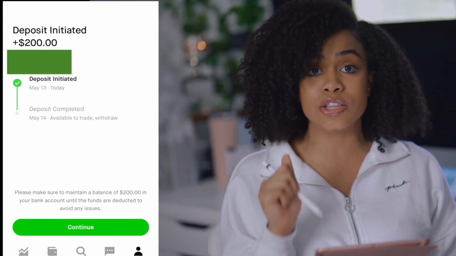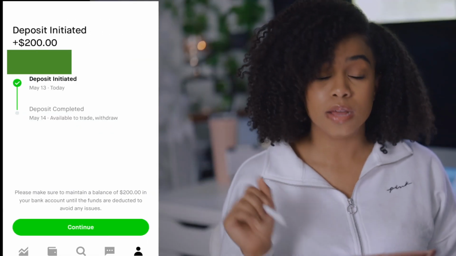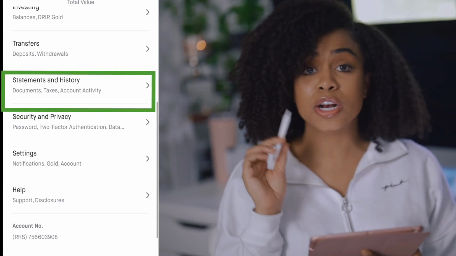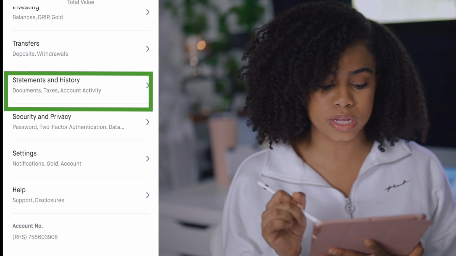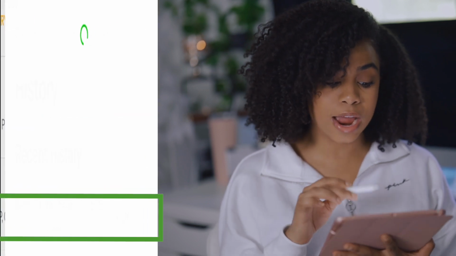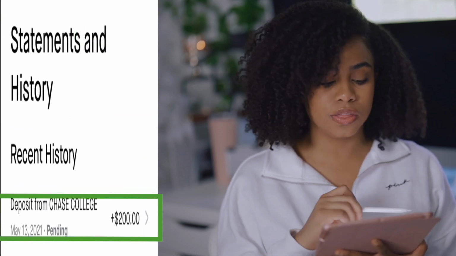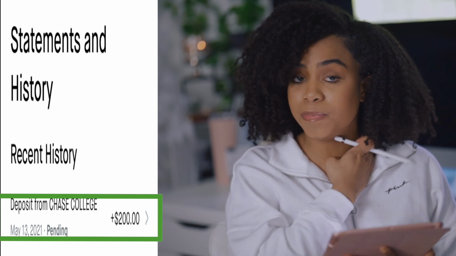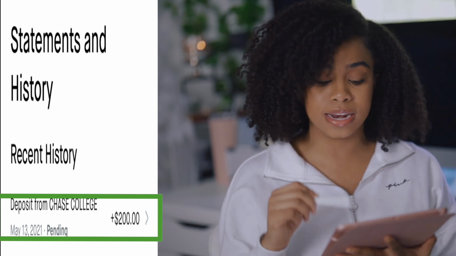So in order to cancel that transaction that I just did, because I really don't even want to transfer $200 from my bank right now, I'm going to go to statements and history. And when I go to statements and history, I hit that most recent transaction. The transaction is right at the top and it says deposit from Chase pending. So if I select that, and then I hit cancel transfer, now that $200 is canceled. Now I don't have that money going across anymore.